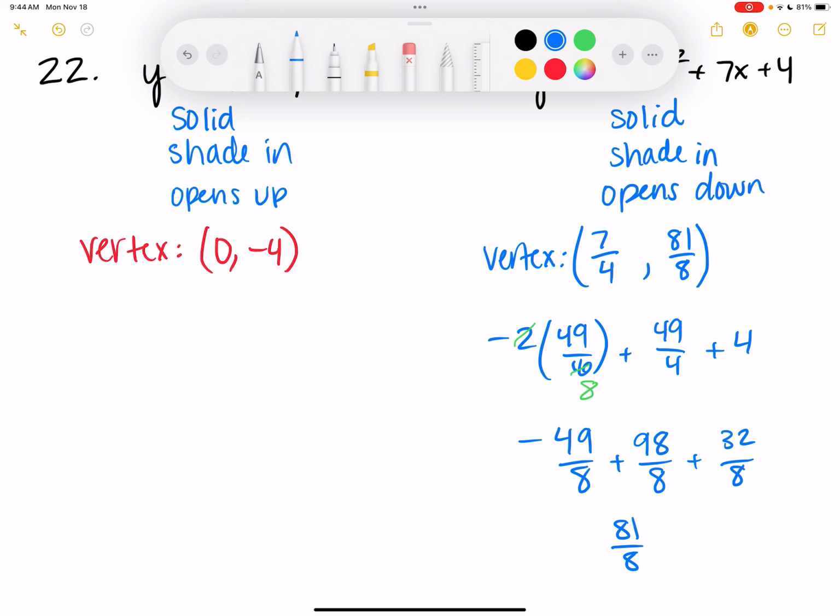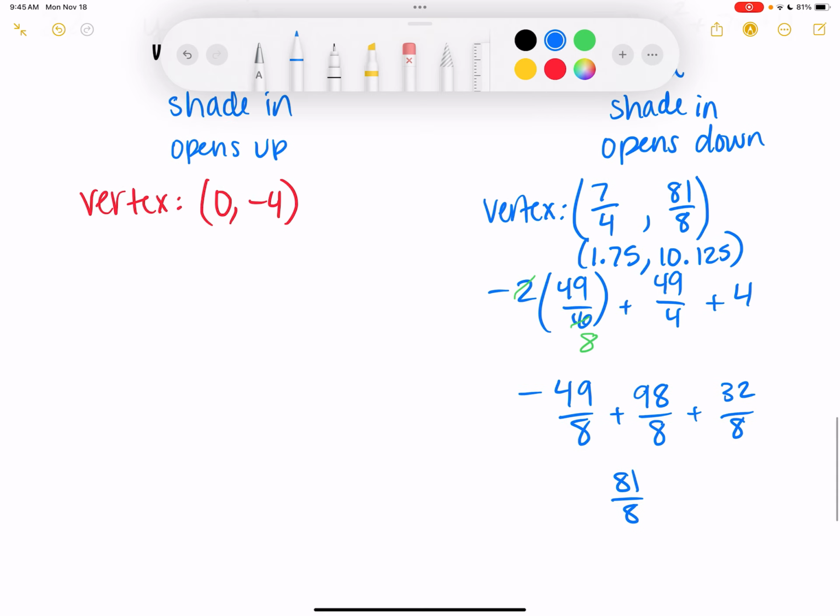You don't know what 7 over 4 is? It's a positive number. I said it's 1.75. And what would 81 over 8 be? Well, it's almost 10. It's 10.1 something, 10.125. If we were so inclined to do that. But I would say if you put it at approximately 10, I would give it to you.